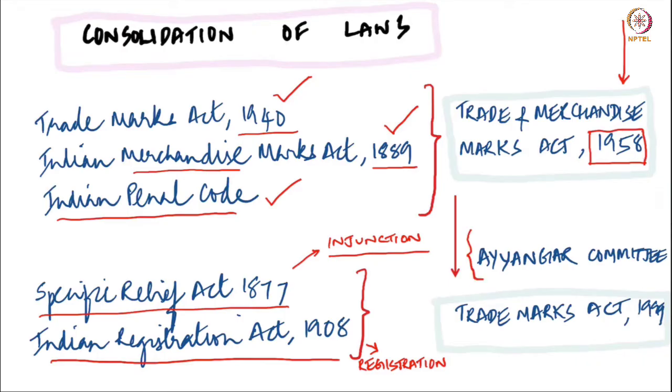The 1958 Act had been in operation for close to 4 decades, and the Act was replaced by the 1999 Trademarks Act to bring the Indian law in compliance with the obligations under the World Trade Organization. When India became a member of the World Trade Organization in 1995, they brought the trademark regime in compliance with the requirements of the TRIPS agreement, and the 1999 Act was passed to bring the law in compliance with the TRIPS agreement.